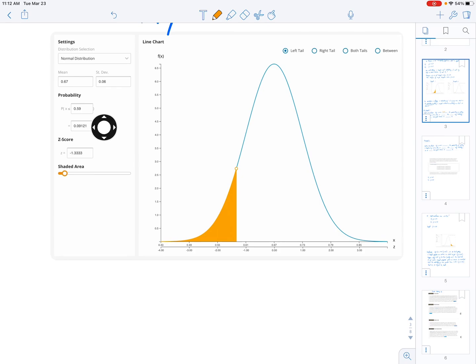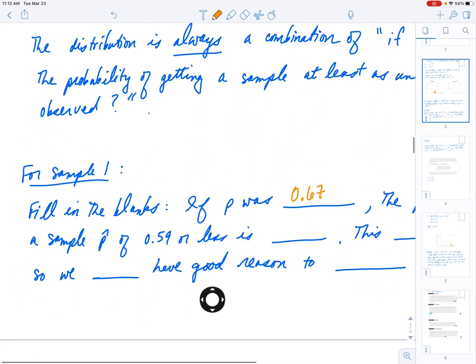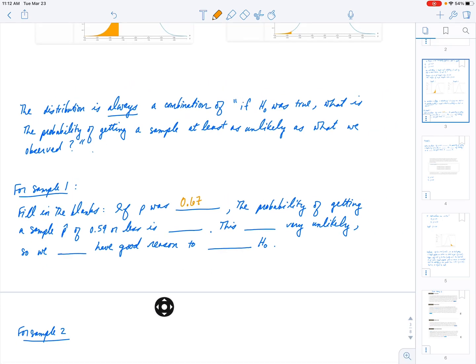It was 9.1%. That is, the odds of me getting a sample proportion of this or less is 9.1%. This is not very unlikely because it occurs 9.1% of the time. So we do not have a good reason to reject the null hypothesis. In other words, something this rare occurs so frequently that I don't have good reason to think that the underlying population proportion was different than 0.67. I don't have good reason to reject the null hypothesis.